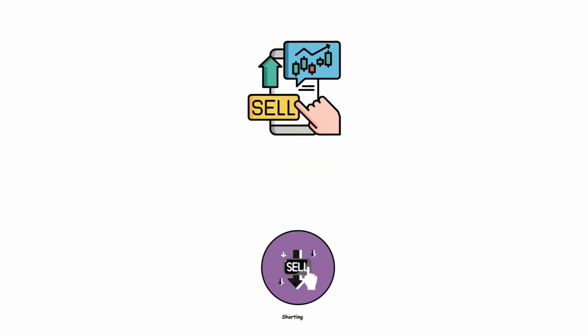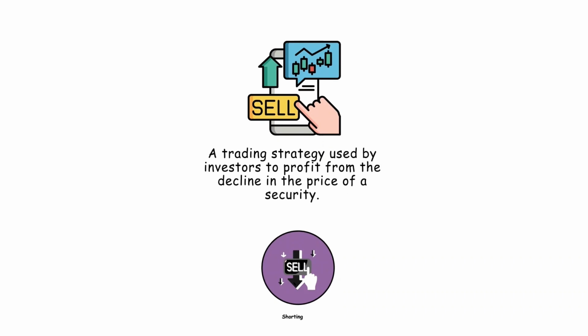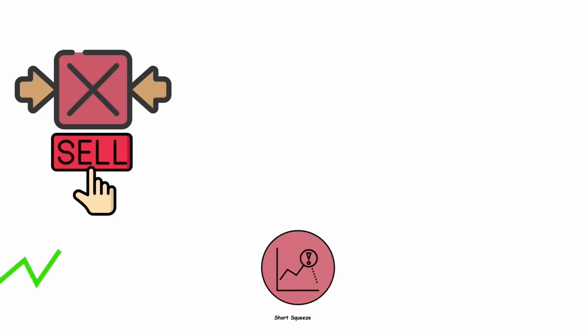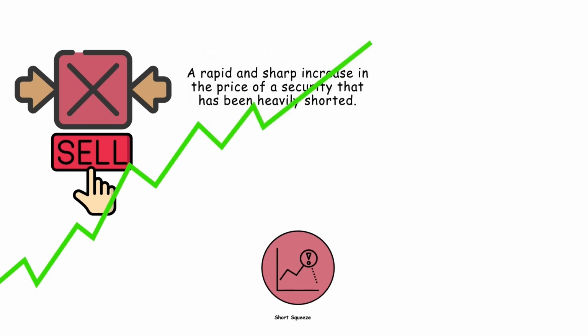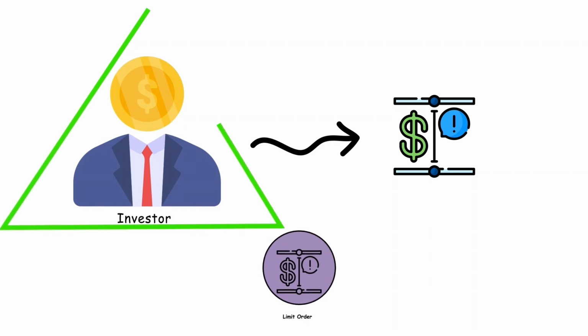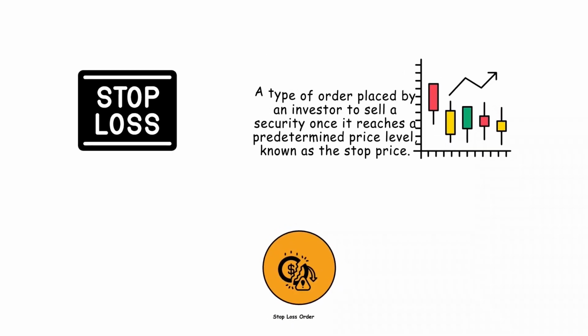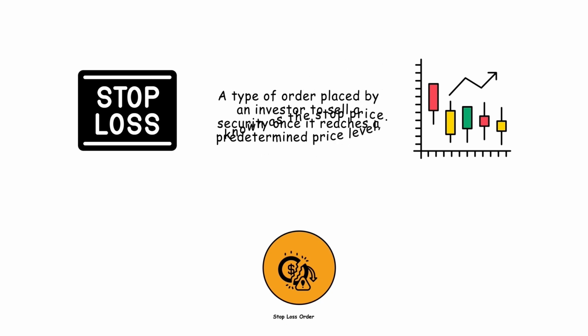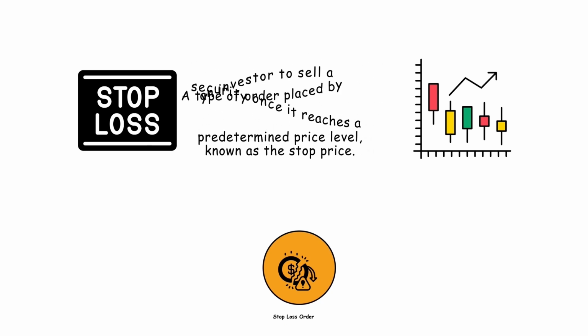Shorting. Shorting, or short selling, is a trading strategy used by investors to profit from the decline in the price of a security. Short squeeze. This occurs when there is a rapid and sharp increase in the price of a security that has been heavily shorted. Limit order. A type of order placed by an investor to buy or sell a security at a specified price or better. Stop loss order. A type of order placed by an investor to sell a security once it reaches a predetermined price level, known as the stop price.